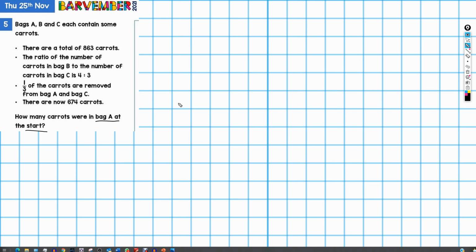Okay, this definitely looks complicated, but let's see how it models out. So we're going to have three bars representing the three bags of carrots, A, B and C. And we're going to go straight to B and C because we're not told a lot about A at the beginning, but we're told the total. Let's just put the total in there. 863. And so I've dealt with that bit of information.